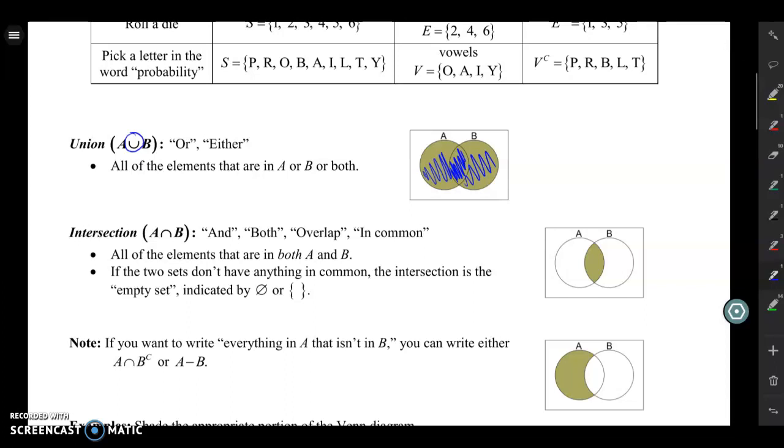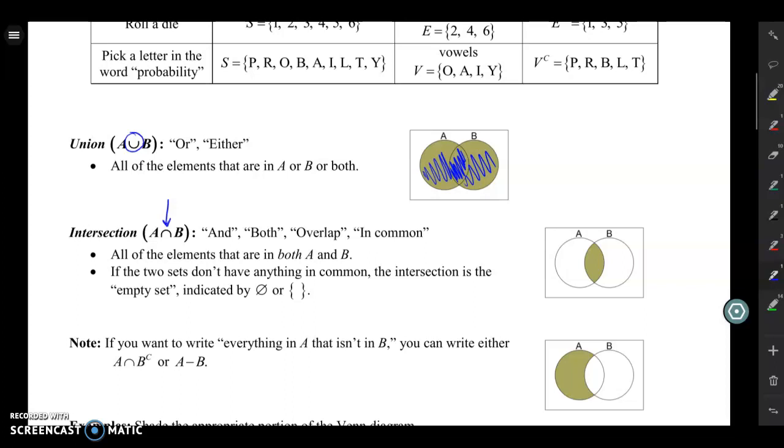The next important symbol and word is the intersection. If you take that U symbol that we just learned in union and flip it upside down, it kind of looks like an N, and that is an intersection. That means that when I use that symbol, I only want anything that's both in A and in B. So I'm looking at the overlap.